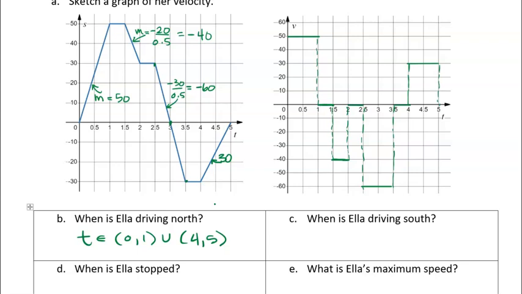When is she driving south? Well, we know when she's driving north, so she's driving south when the slope is negative, right? So it looks like there's a couple of different places where she's driving south: anytime between 1.5 and 2, and then the interval from 2.5 to 3.5. She's driving south all of that time. She drove back toward home. She had to drive south to get back toward home. But then she passed her house and continued driving past her home.